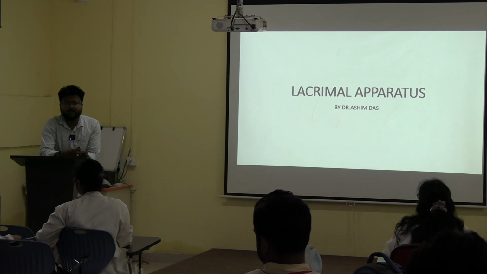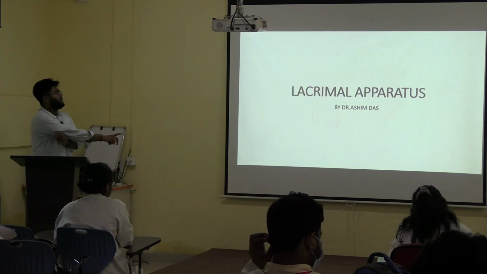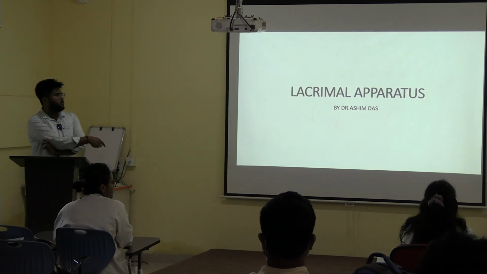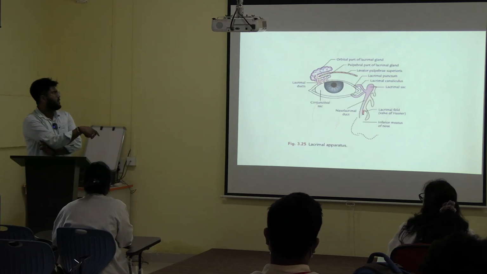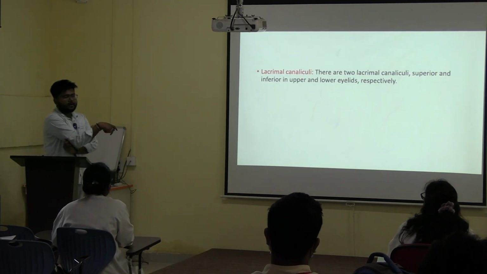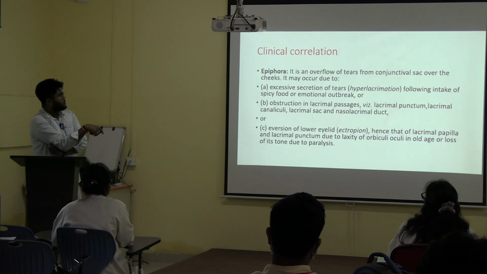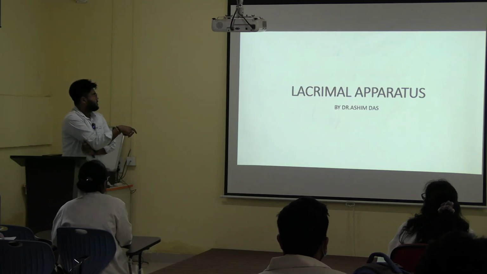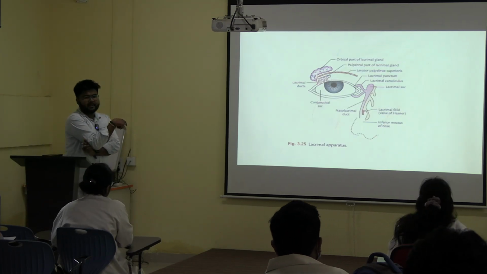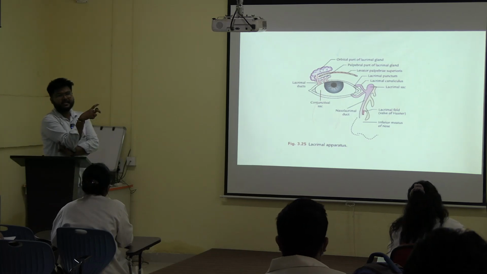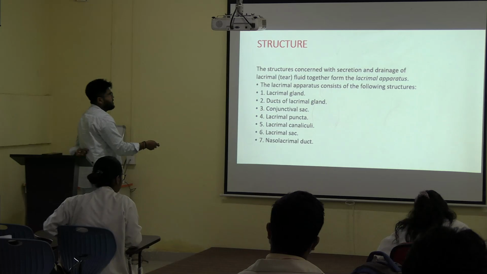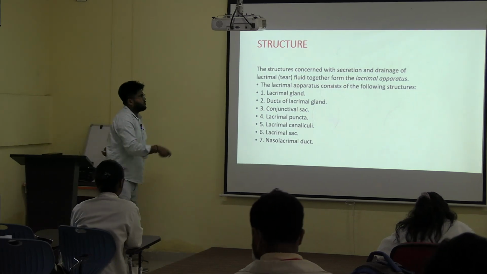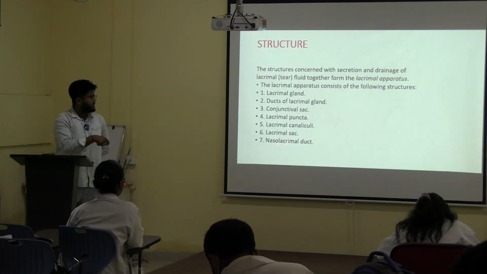Okay, listen. Today I'll be discussing two topics: one is the lacrimal apparatus, and another one is the conjunctiva. First, let's learn what the lacrimal apparatus is. Apparatus means it is a combination of many structures. Here you can see the lacrimal apparatus consists of all these structures.